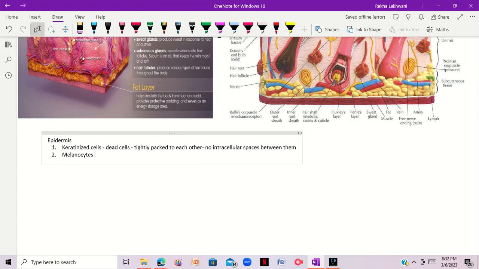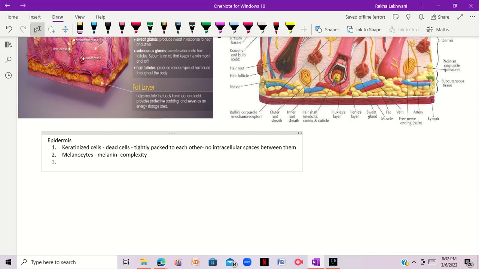Second, we have melanocytes. These release a hormone known as melanin, which controls our complexion, the color of our skin. For example, if an individual's color is quite fair, it means the level of melanin in his body is very low, which controls our complexion.